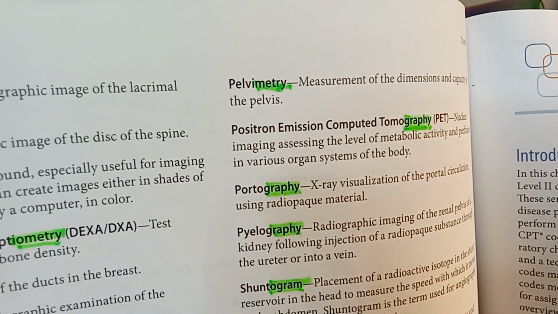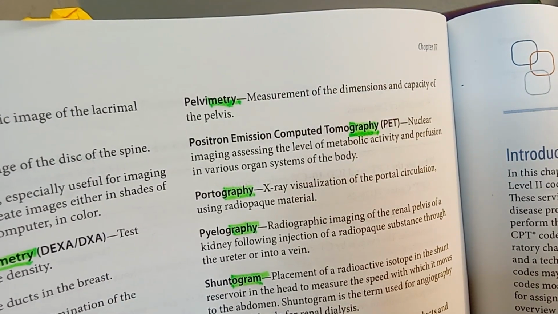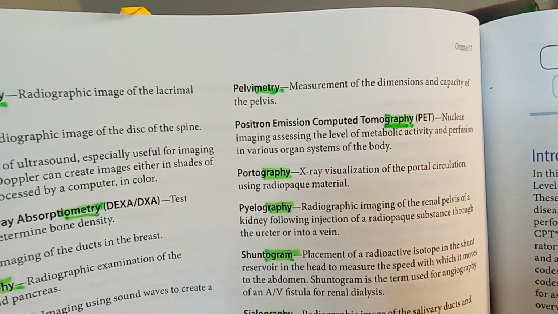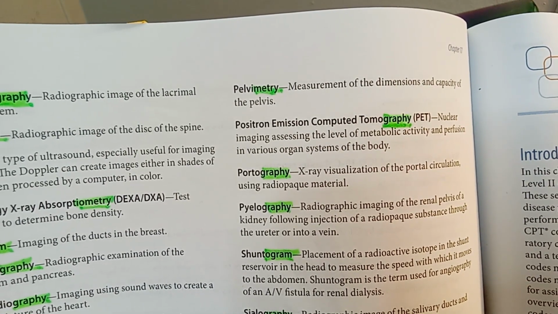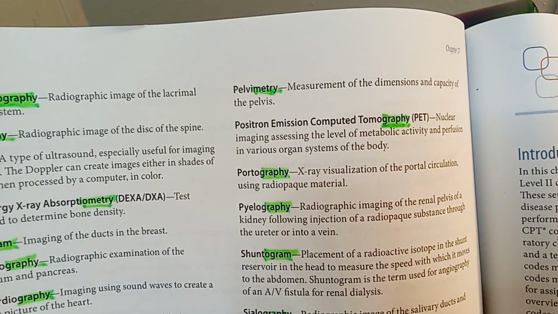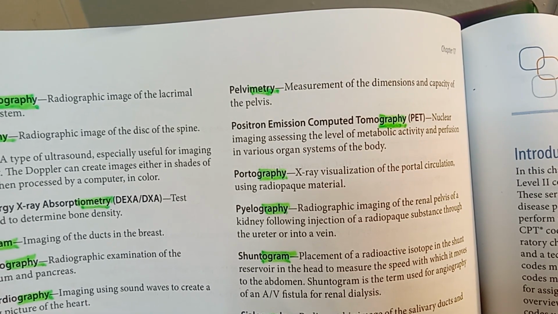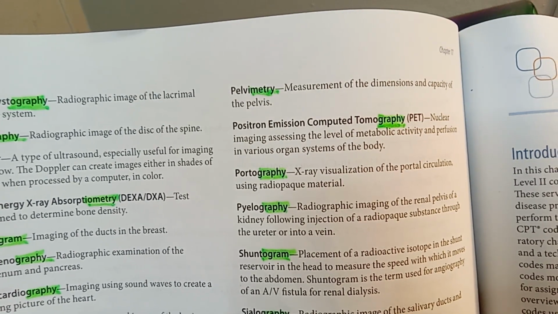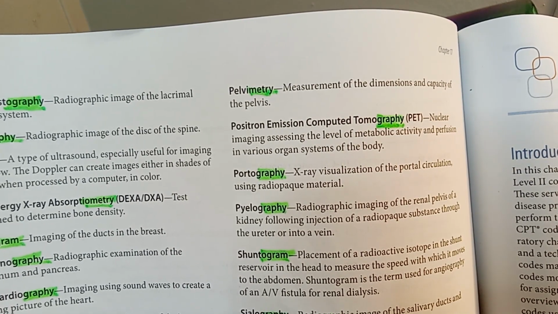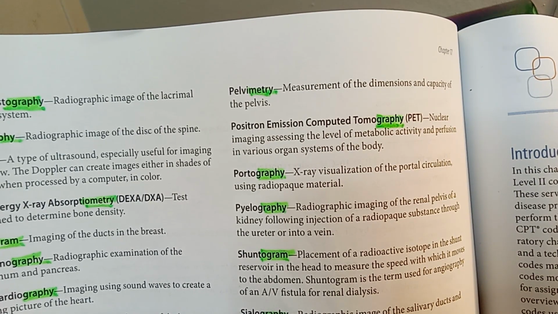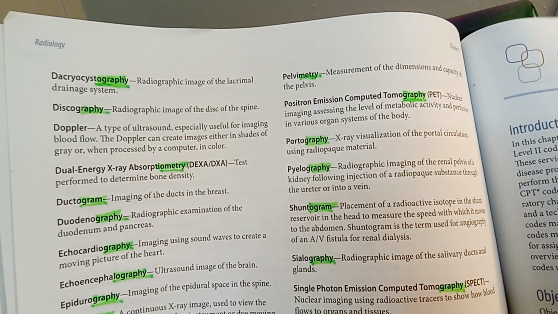All right, so let's move up to this one. Look at PET. That's a very popular one on the test. Portography, pyelography, shuntogram. So you have graphy, you have ectomy, you have gram, all of these. Ectomy is more surgical. But if you notice you're seeing a lot of graphies and a lot of scopies, these are different types of procedures. And this is not surgical. A lot of them are non-invasive, meaning they're not cutting or going inside of the body. A lot of it is external.